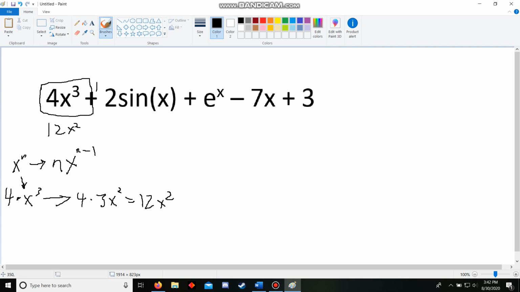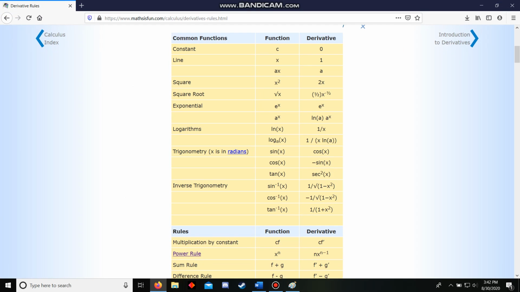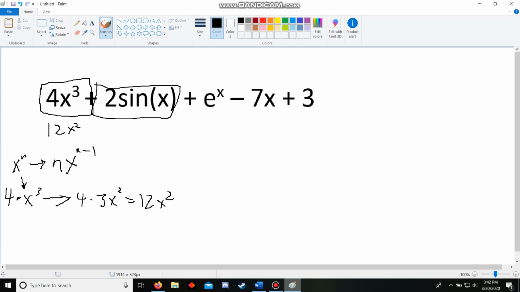The next piece we would want to look at is this 2 times sine of x. And we would go back to our chart. If they don't know it, we would find sine of x, which is right here. The derivative of sine of x is cosine of x. So we would treat this 2 the same way we treated this 4, separate from everything. So we would just do 2 times the derivative of sine of x, which is just cosine of x.